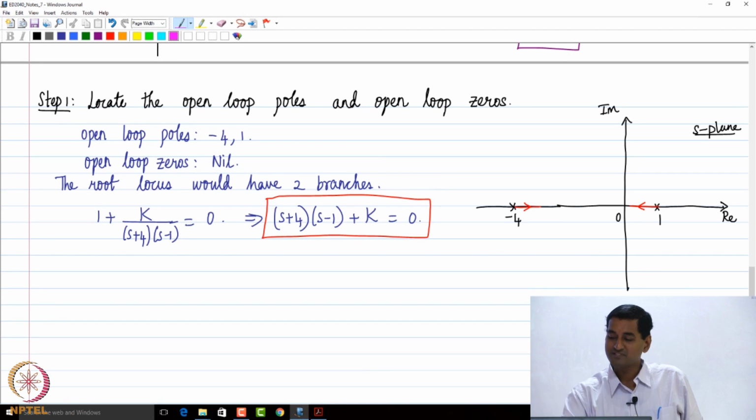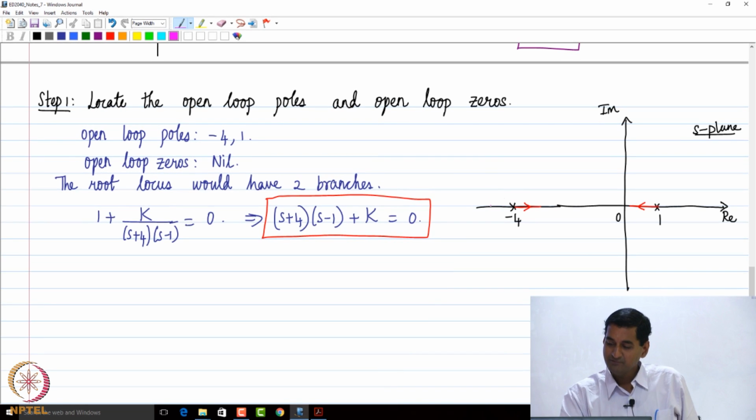So, I have only two options, either it can go on the real axis to the left or to the right. Why should it go to the right? Because of the angle condition. You can check yourself as homework that, from -4, if you write down the angle condition, it will turn out that only for points between -4 and +1 will the angle condition be satisfied. You cannot go to the left.